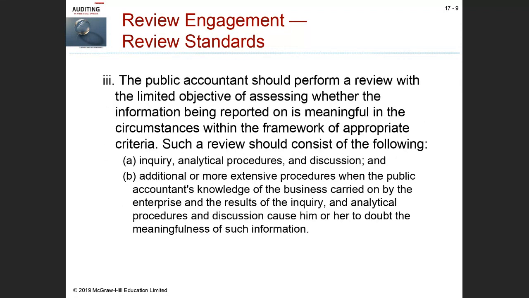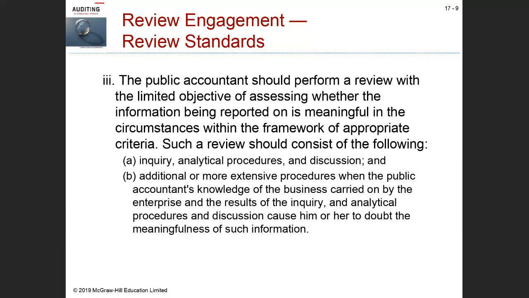The next standard says the public accountant should perform a review with a limited objective of assessing whether the information being reported on is meaningful. Sometimes we use the word plausible. Okay, is it believable? Okay, so is it meaningful in the circumstances within the framework of appropriate criteria? And that review consists of what? Inquiry, analytical procedures, and discussion. Right? So we have, based on our knowledge of business and the client's environment, we ask questions, that's inquiry. We discuss the answers with management, and we conduct analytical procedures to point us in the direction to ensure that the numbers are plausible, right, in the circumstances.